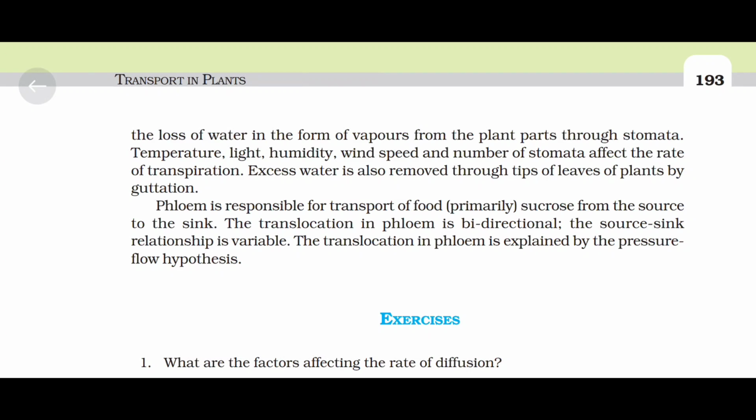Phloem is responsible for transport of food, primarily sucrose, from the source to the sink. The translocation in the phloem is bidirectional. The source-sink relationship is variable. The translocation in phloem is explained by the pressure flow hypothesis.